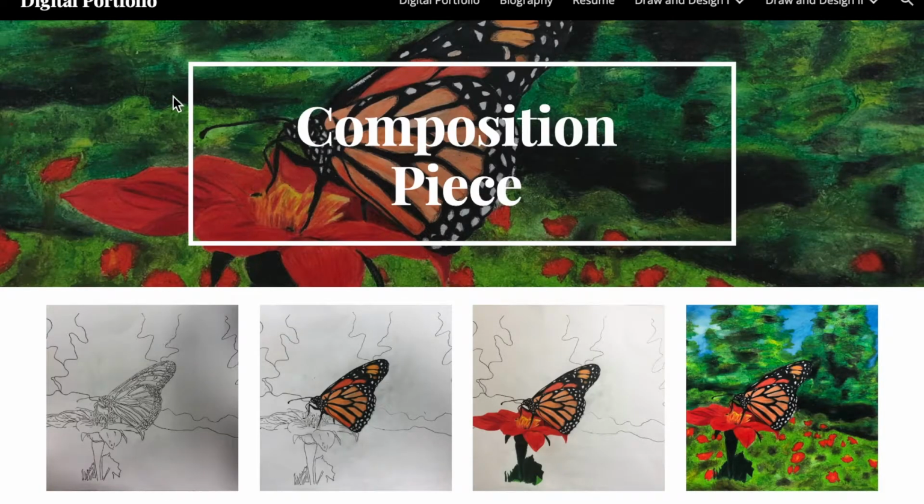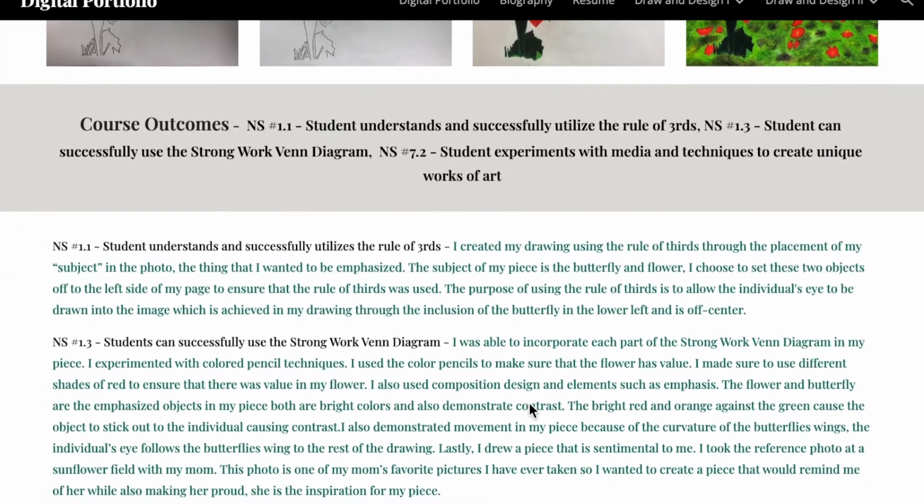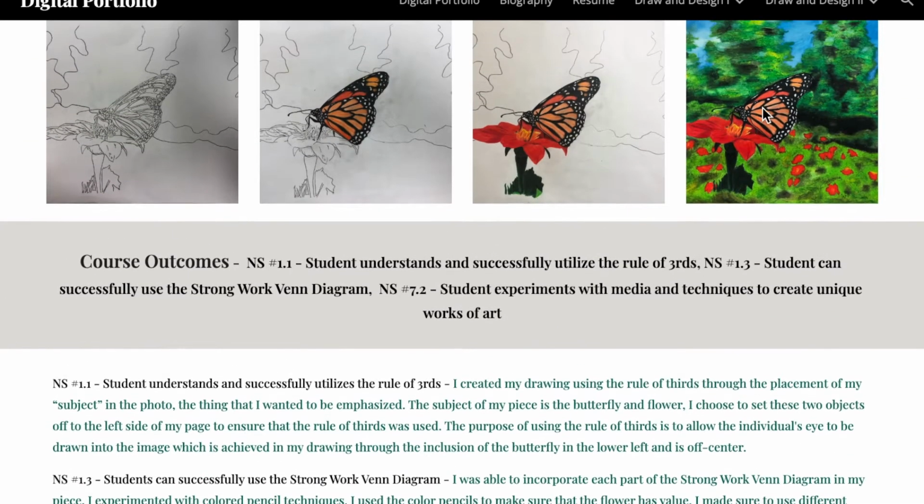For example, here you can see somebody's composition page of their website, and what you notice is that it's labeled as composition. They used their drawing as the background for the header, and then you can see their in-progress drawing as well as the final version of the drawing that they did, and then they listed outcomes that they used. So here they listed the substandard of student understands and successfully utilizes the rule of thirds, and then they talked about why or how they used that in the drawing that is up here.